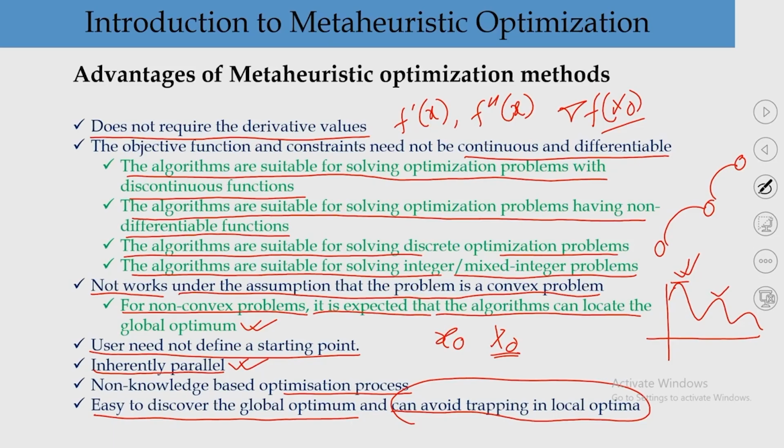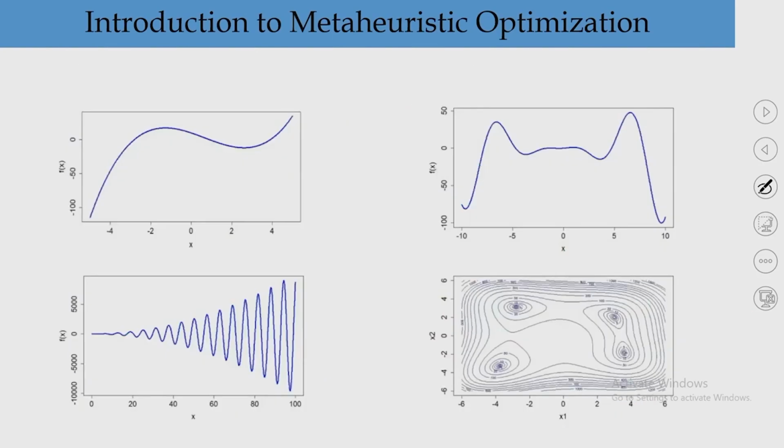I would like to tell you that meta-heuristic optimization methods are problem independent methods. It does not depend on what type of problem you are trying to solve. Now, I can apply the meta-heuristic optimization method for finding the global maximum or global minimum solution. I can apply here also, I can apply here also.